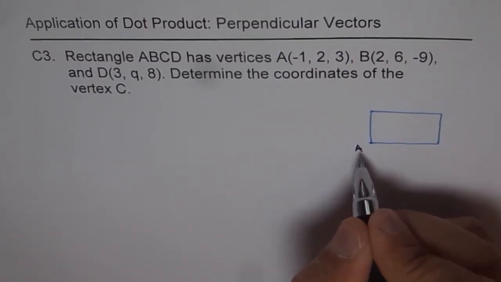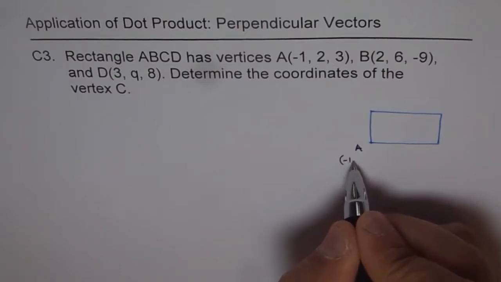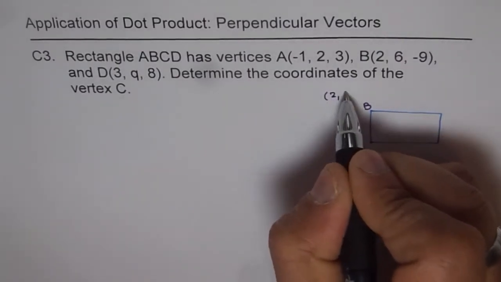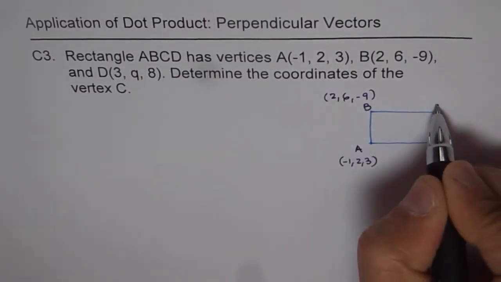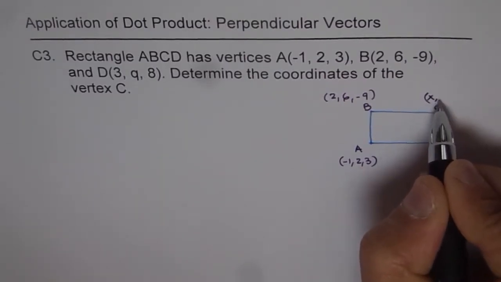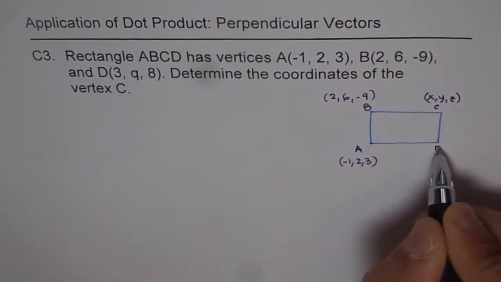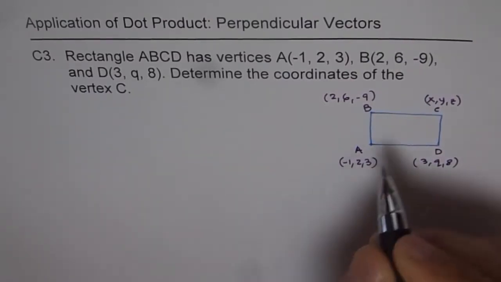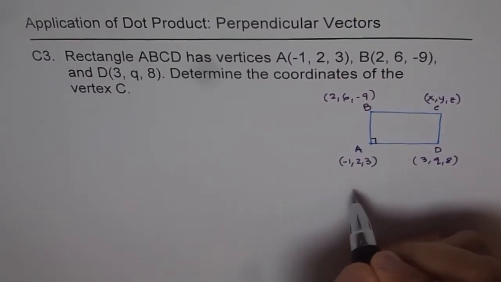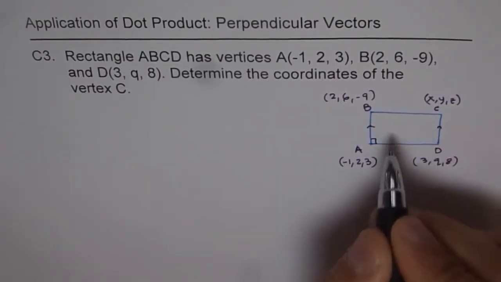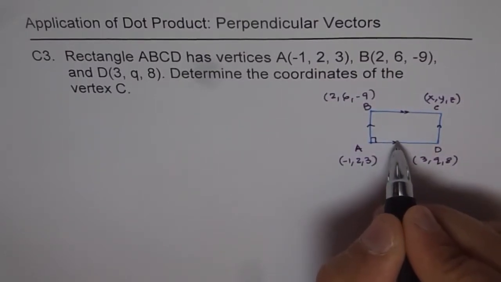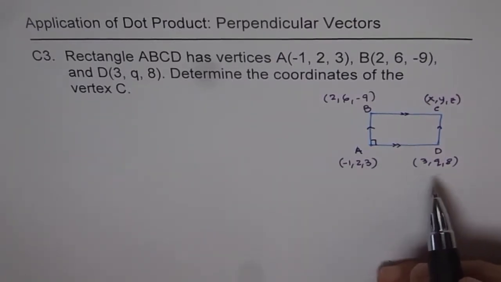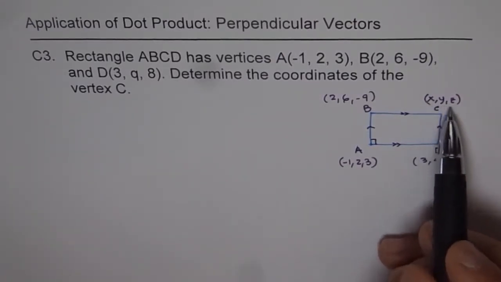So you can start from here, for example, and A in this case is -1, 2, 3. I'm telling you the method of doing it. B is 2, 6 and -9. And then C we don't know, so let's write X, Y and Z. And this is point D, which is 3, Q and 8. Now since it is a rectangle, we know these sides are at right angles and they are parallel too. So that is what we know about a rectangle. That really represents the situation. Now what we need to find is the value of Q and these 3 points.